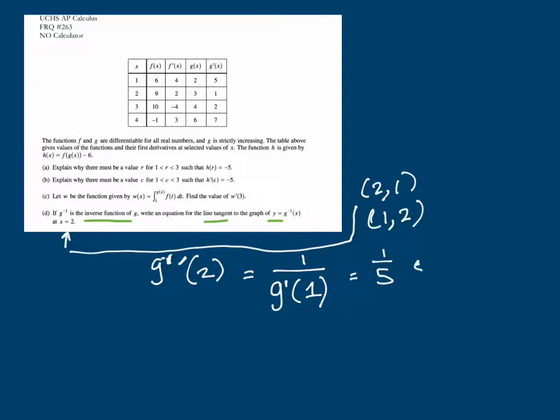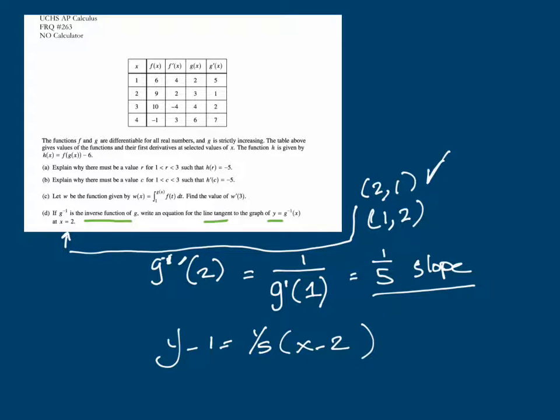Now that's the slope, okay, and our function is at (2, 1), so we go back to that original point, and so it's just y minus 1 equals 1/5 times (x minus 2). If you don't understand that, you have to remember this formula right here: the derivative of an inverse is 1 over the derivative of the function at its y instead of its x. Okay, so that's how we get 1/5.